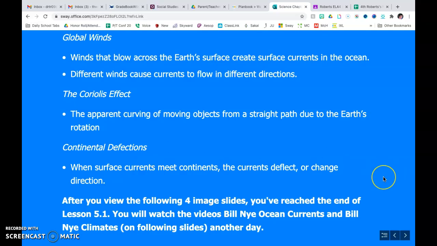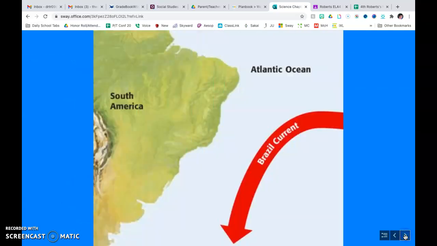After you view the following 4 image slides that we're going to view together, you will be at the end of Lesson 5.1, and then you're going to watch the videos for Bill Nye Ocean Currents and Climates, which will be on the following slides another day.